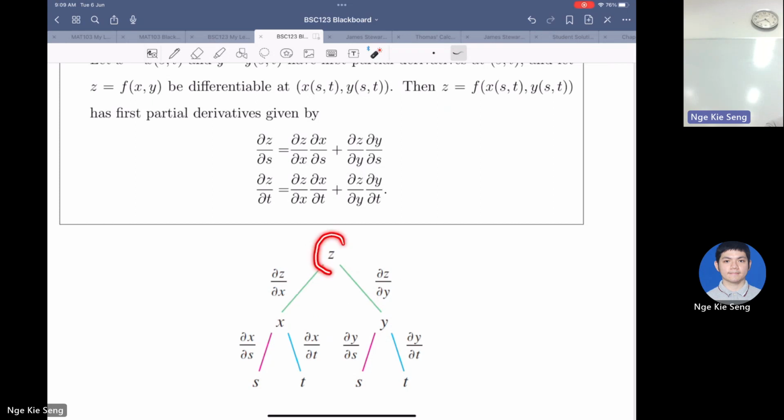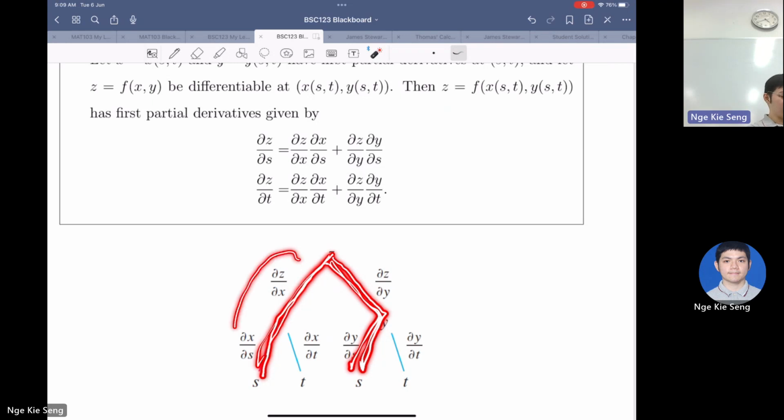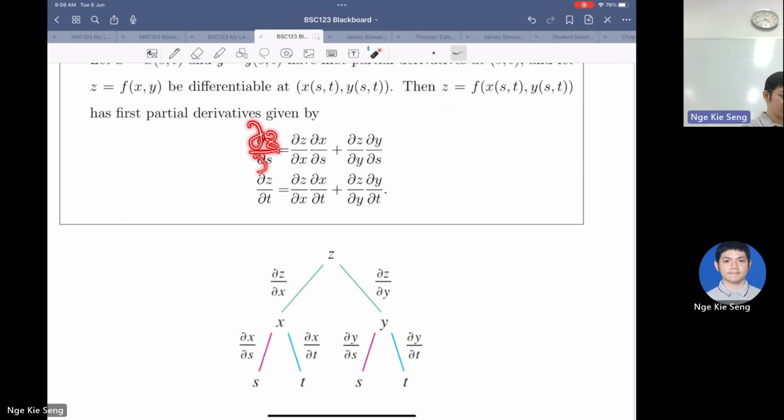So let's say I want to differentiate Z with respect to X. How many paths do I have? Two paths, right? We can go along the left path and then to the right, or the left and then the right. These are the two paths. Go down a path, you multiply the differentials. If you have different paths, you add them up. So differentiating Z with respect to X, you get ∂z/∂x times ∂x/∂x plus ∂z/∂y times ∂y/∂x.